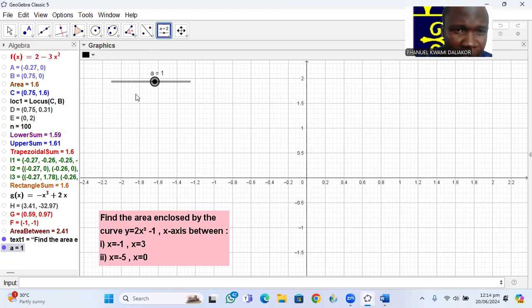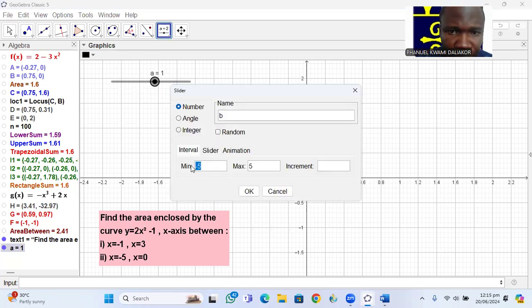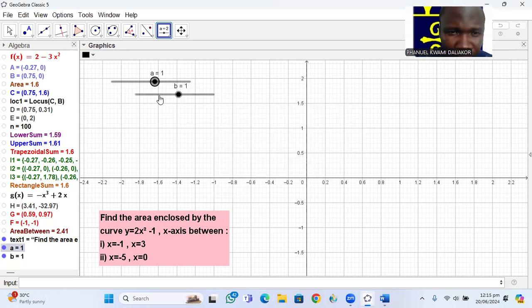I have the second one, which is B, minus 10, positive 10. Increment is 0.01. Okay, I have it here.